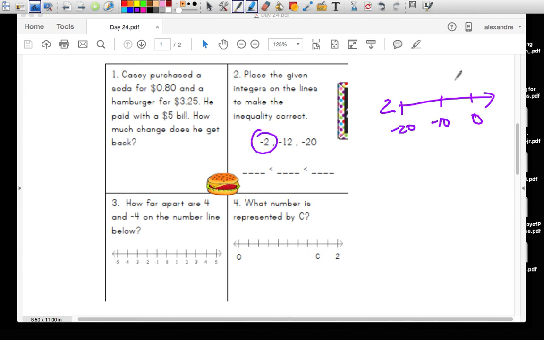So where would negative 2 go? Negative 2 would go right about here. Negative 12 as you're walking, negative 3, 4, 5, 6, 7, 8, 9, 10, negative 11, negative 12. So negative 12 would be right about here. And negative 20 is here.